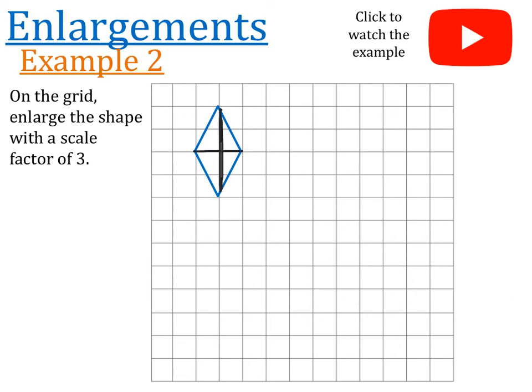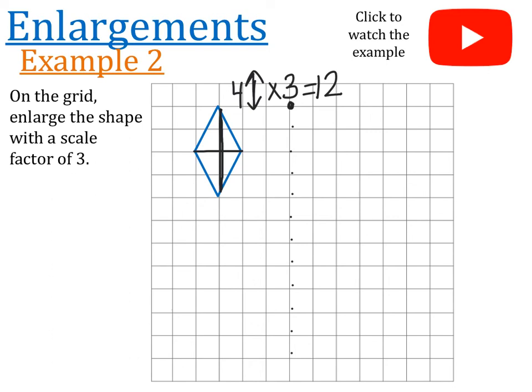Now that's really going to help me out in this particular question. So the line that's going up and down is 4 squares up and down. 4 squares up and down times by 3 gives me 12. So I need to make a shape that's 12 squares from top to bottom. So let's try this out. So what if I start right here? 1, 2, 3, 4, 5, 6, 7, 8, 9, 10, 11, 12.